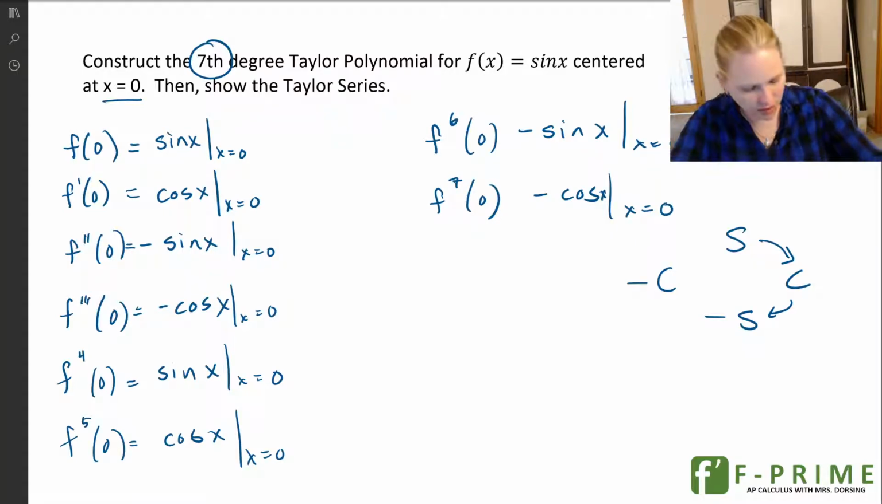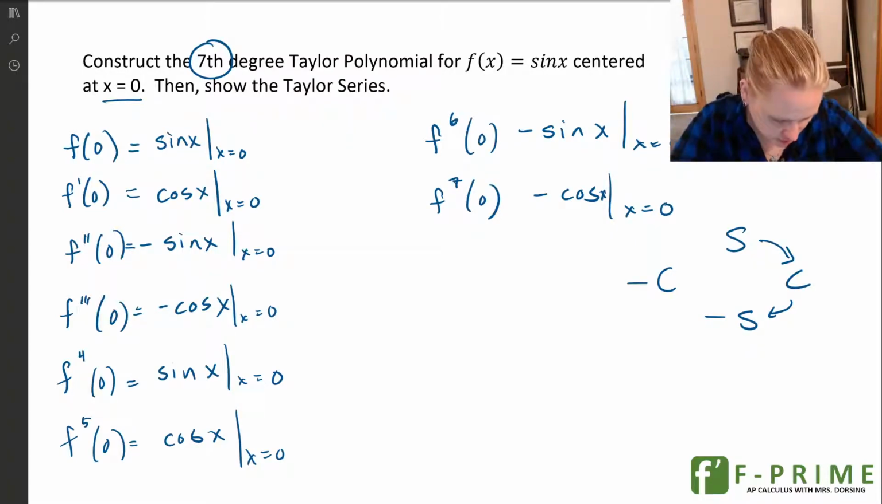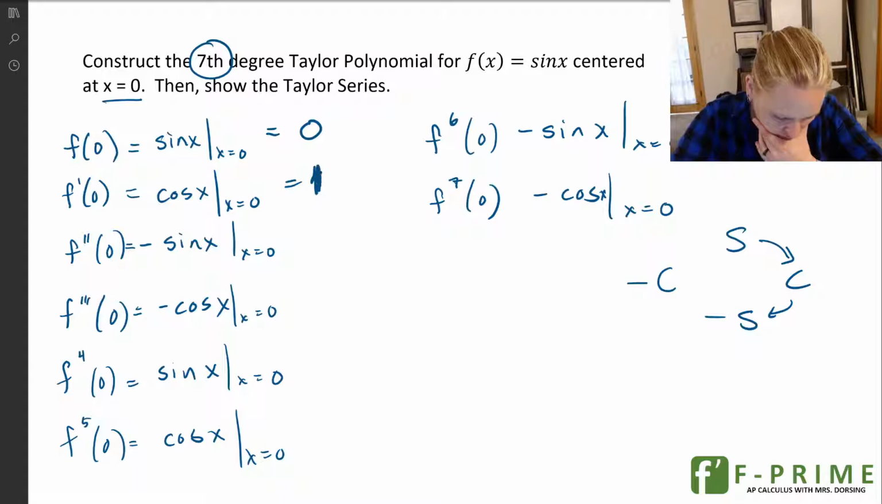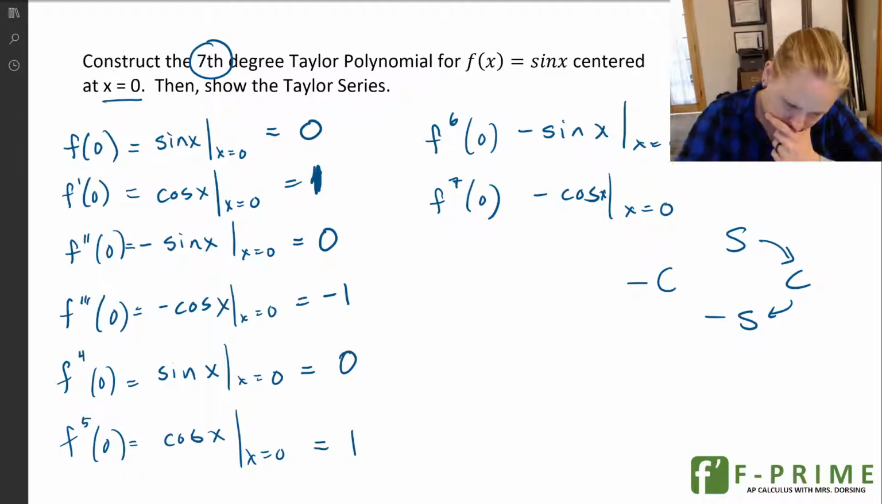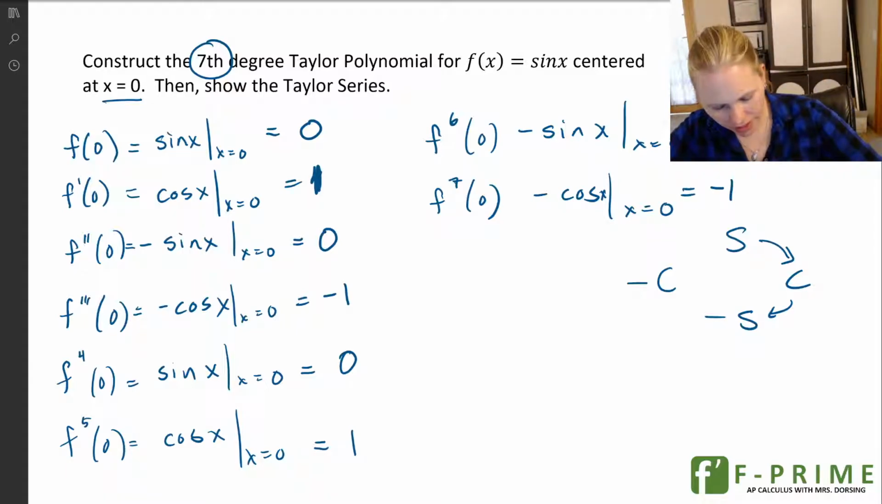All right, so let's evaluate. So the sine of 0, okay, sine of 0 is 0. Cosine of 0 is 1. Negative sine of 0 is 0. Negative cosine of 0 is negative 1. Ooh, I see a pattern emerging. Okay, there's my pattern. So now let's write our polynomial.